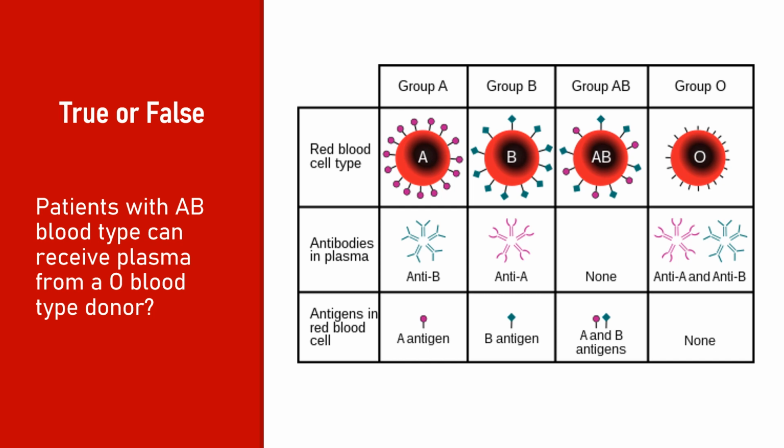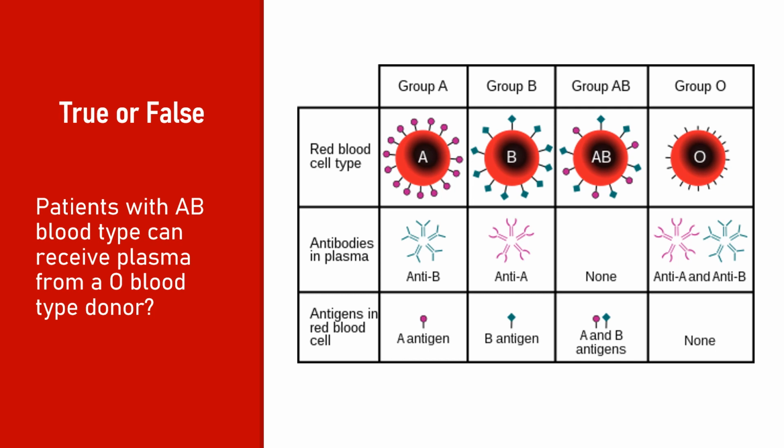So the 4 main blood types are named for the antigen that attaches to their red blood cell, right? So group A has an A antigen, group B has a B antigen, group AB has A and B antigens, and then group O doesn't have any antigens. They are antigen free on their red blood cells.